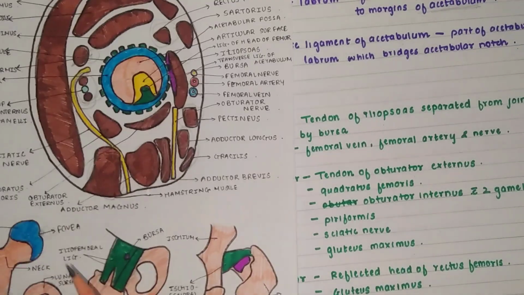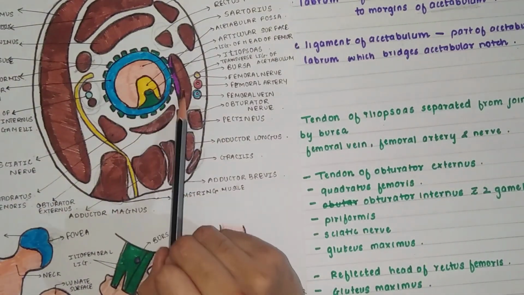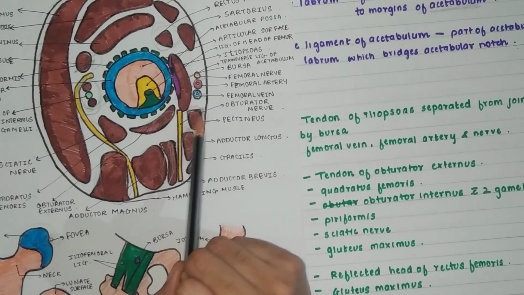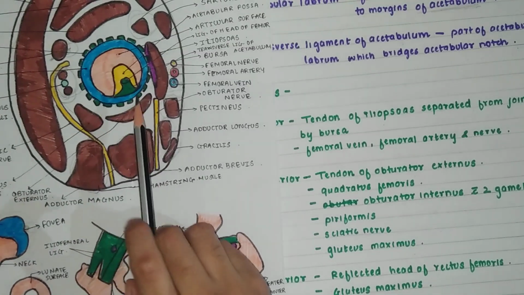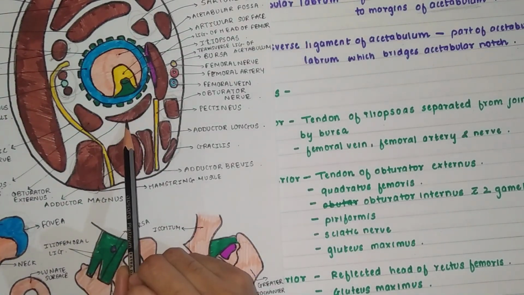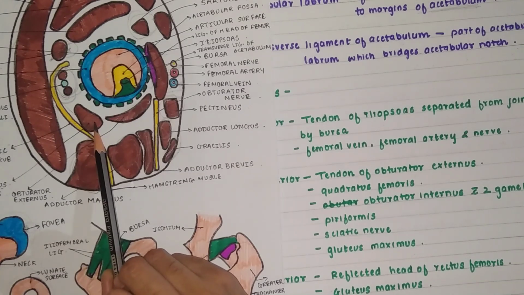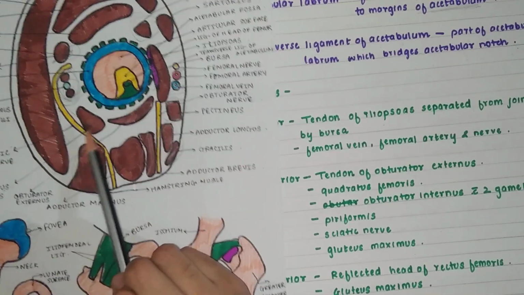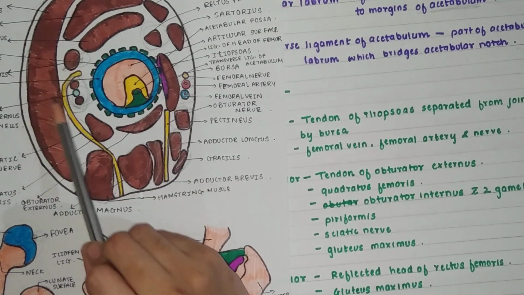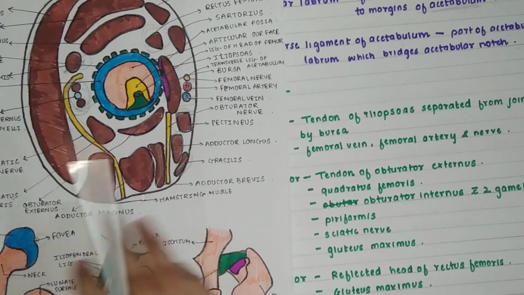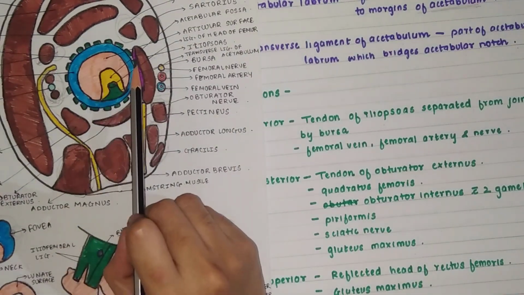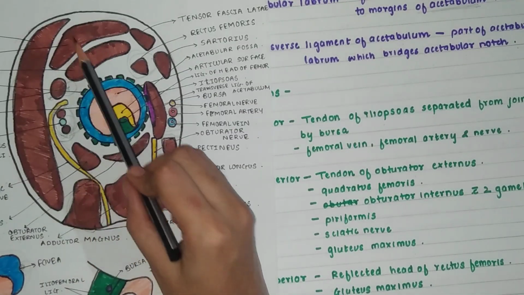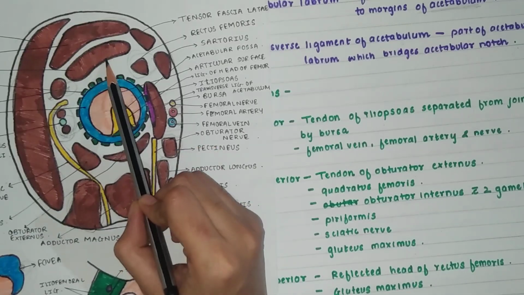Anteriorly it has tendon of iliopsoas which is separated by a bursa from femoral vein, femoral artery and femoral nerve. Posteriorly there is tendon of obturator externus, quadratus femoris, obturator internus with two gemelli, sciatic nerve and piriformis as well as gluteus maximus muscle. In superior relation there is reflected head of rectus femoris, gluteus maximus, gluteus medius and gluteus minimus.